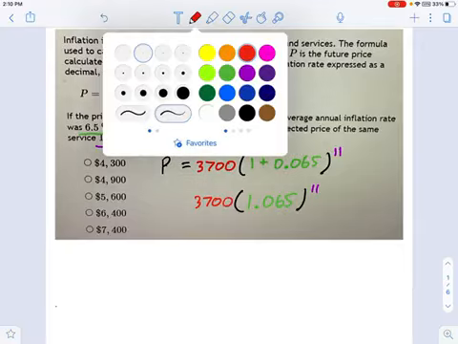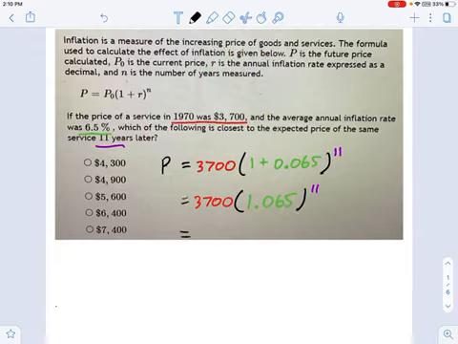Or if you just want to punch it all into the calculator, don't make any whoopsies, and we'll see what we get. So 3,700 times parentheses 1.065 to the 11th power. What do we have here? Okay, $7,397. That's how much the price has risen. So as you look over this list, they're all bigger than 3,700. In that sense, they're all plausible, but it looks like the price has gone up quite a bit. That's a high inflation rate. So here we are at $7,400.